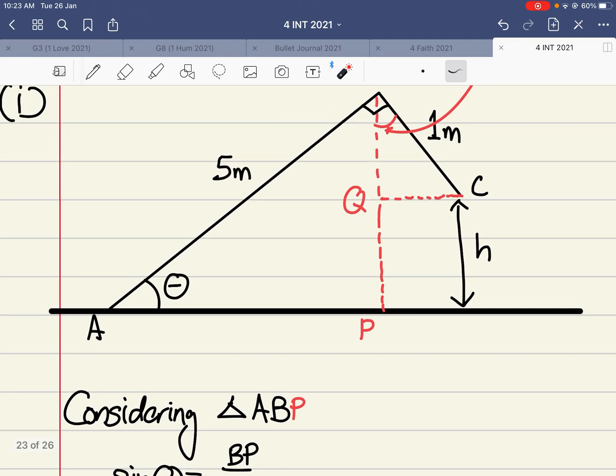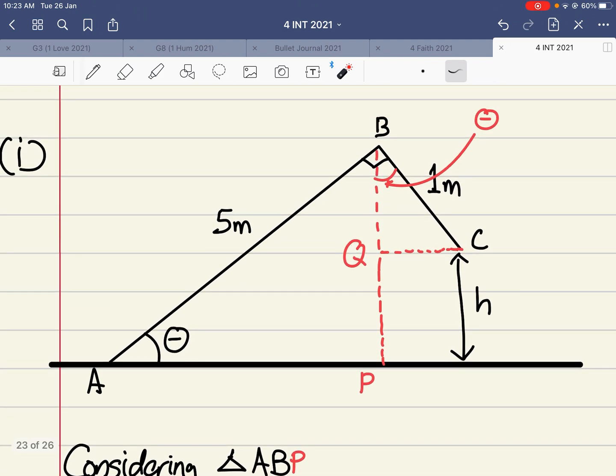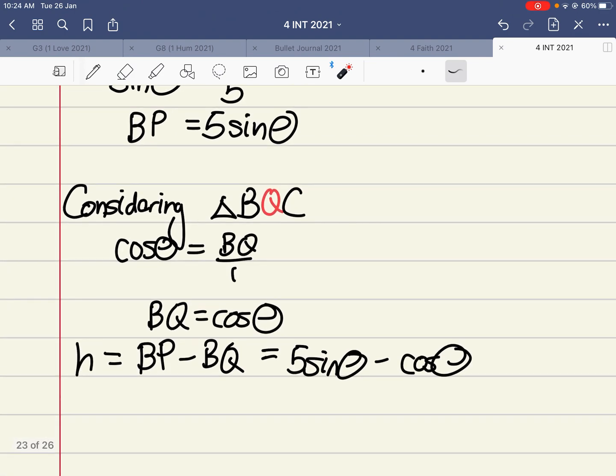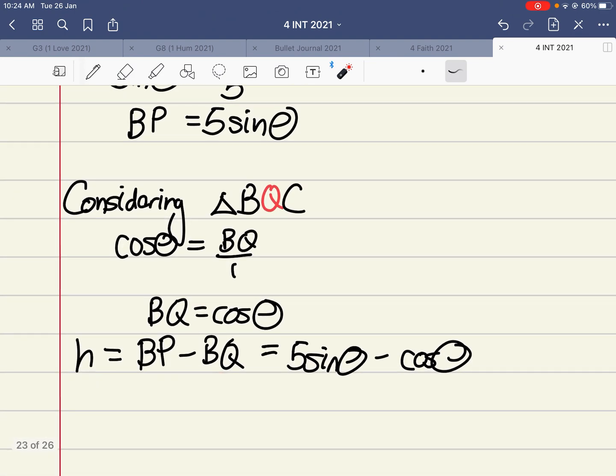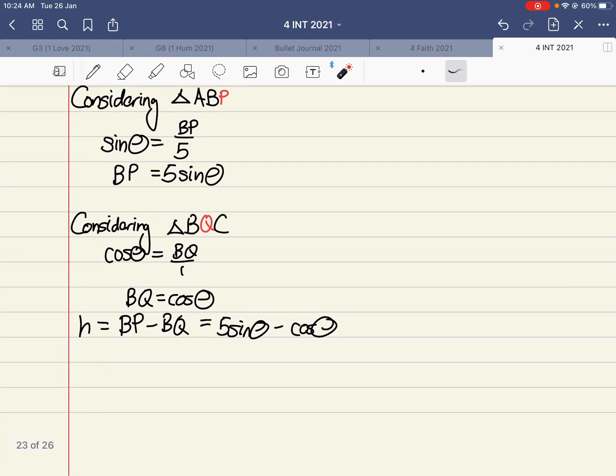Now, how do I get the value of h? If you notice, the value of h is actually BP, the entire length, minus BQ. What I'm left with will be h. Hence, h is BP minus BQ, which is 5 sine theta minus cosine theta. Notice that I've already gotten the expression for part 1 itself.